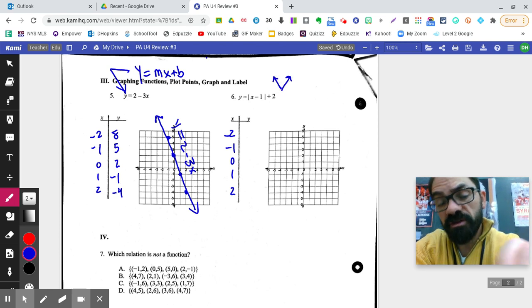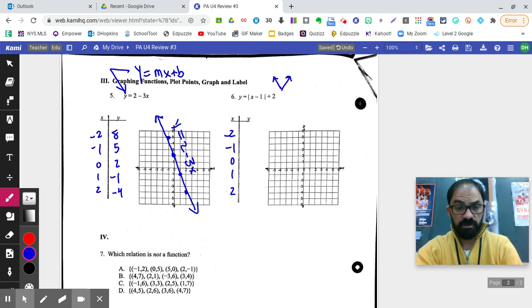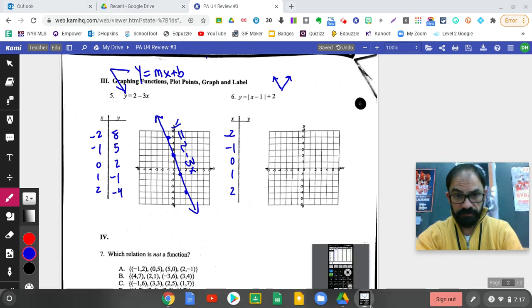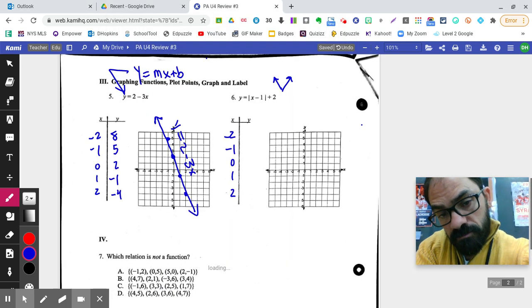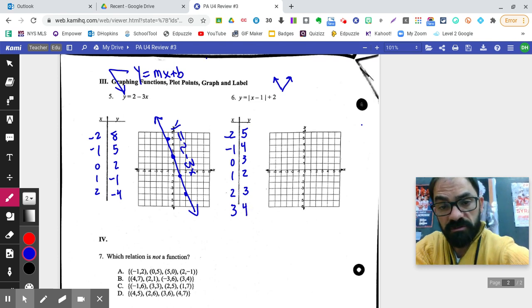If yours doesn't make a V, we need to add a few more points. So let's just see what this looks like. Negative 2 to 2 is 5, 4, 3, 2. And then it goes up to 3, 4. And then if I added another one, it goes up to 4. Refer back to your table in the calculator if you have any questions. Then it goes back up this way.